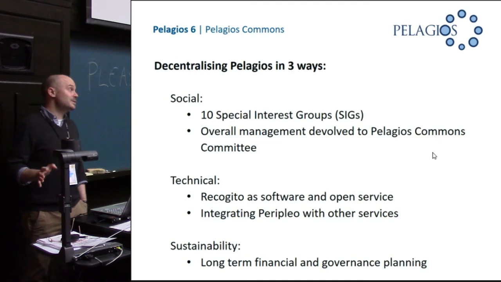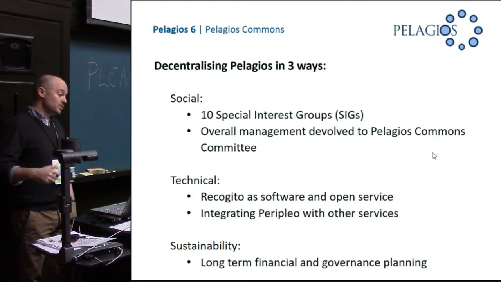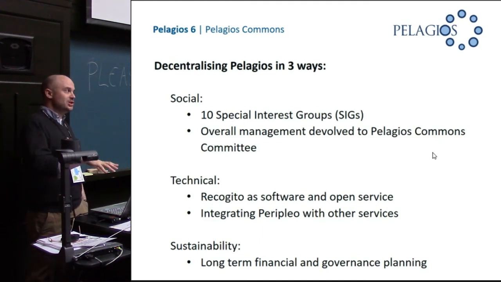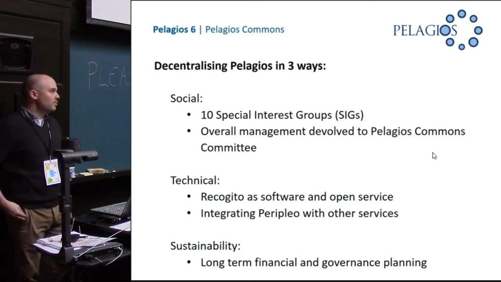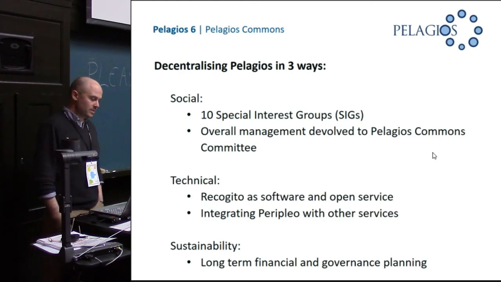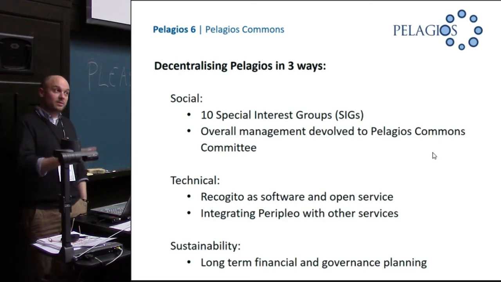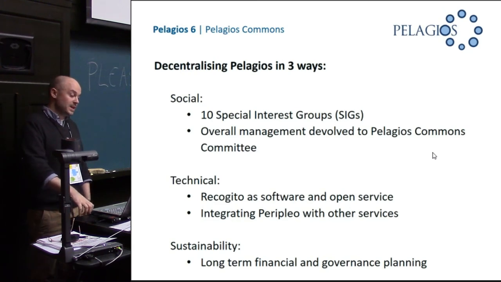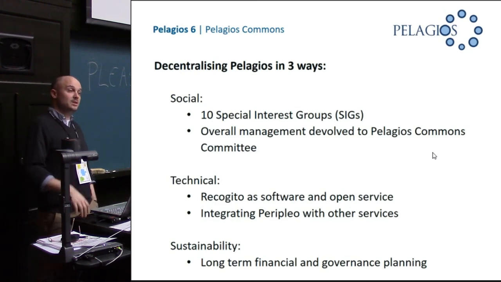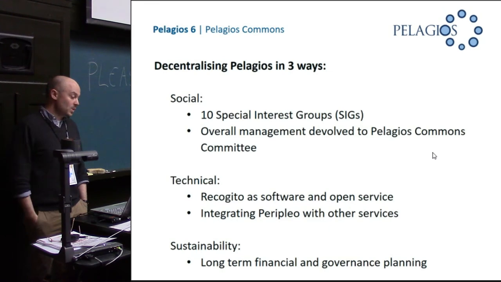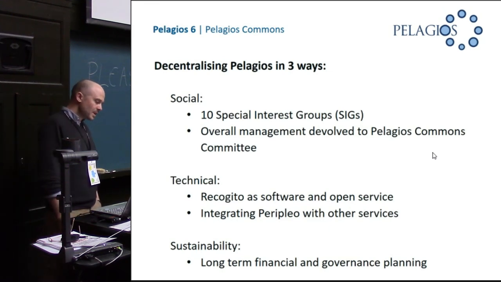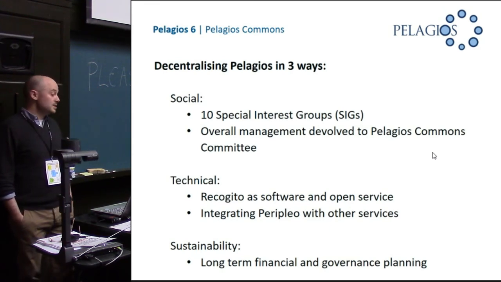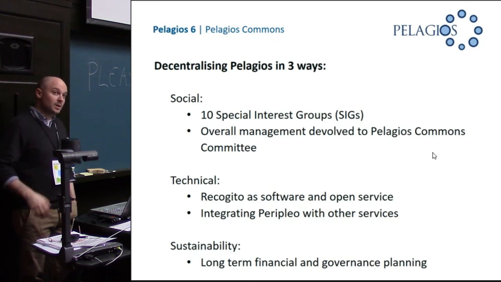Some of this is social. We're establishing 10 special interest groups, or SIGs, which will essentially be the beating heart of what Pelagios does henceforth. They themselves will drive the new Pelagios Commons Committee, which will be responsible for thinking about where we go next. There's also going to be some more decentralization in terms of technical aspects.